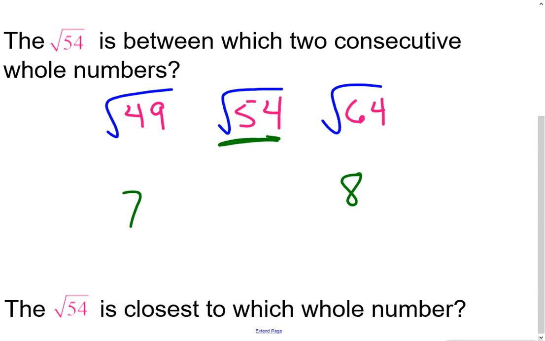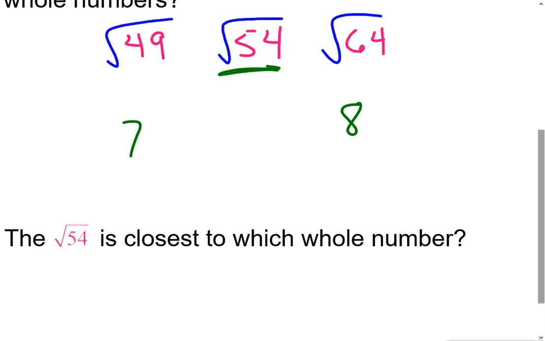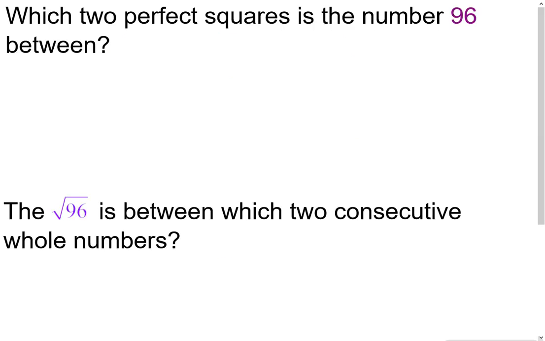Now the question is where, or which one is it closest to? To tell whether the square root of 54 is closest to 7 or closest to 8, I just come back here and ask, is 54 closer to 49 or is 54 closer to 64? Well, 54 is only 5 away from 49, but it's 10 away from 64. Therefore, the square root of 54 is going to be closest to 7. So if I had to approximate the square root of 54 to the nearest whole number, 7 would be my answer.